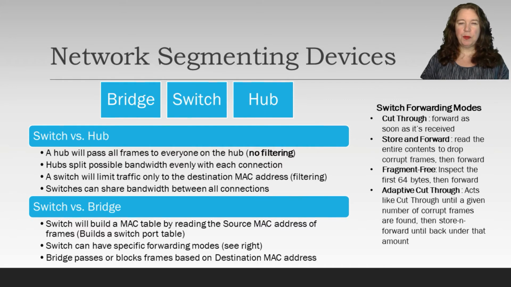So it switches back and forth based on whatever you define as the number of corrupt frames that you want to stop at. You could set it to 100, you could set it to 1,000, you could set it to 2. Whatever you feel like doing when it comes to adaptive cut through, it will go ahead and stop, switch over, and then switch back as necessary.